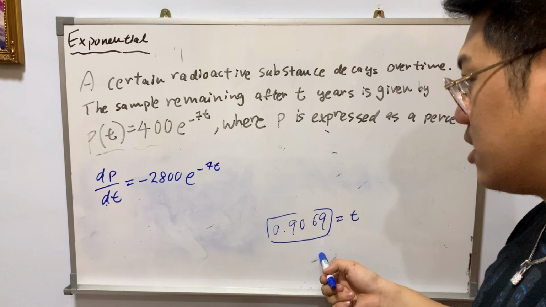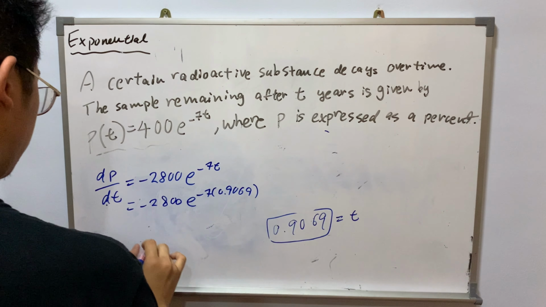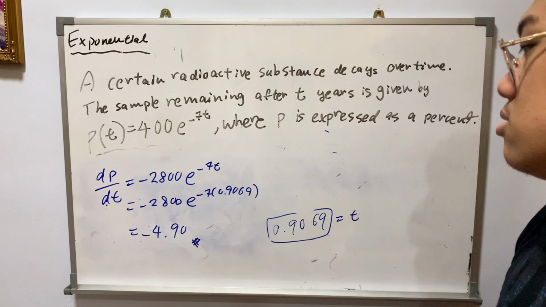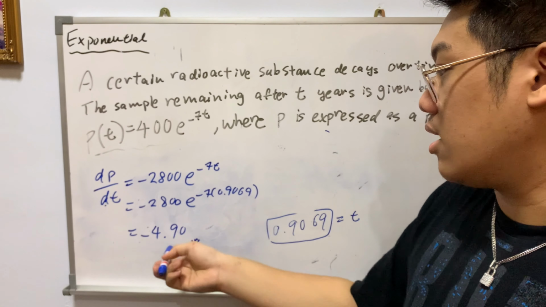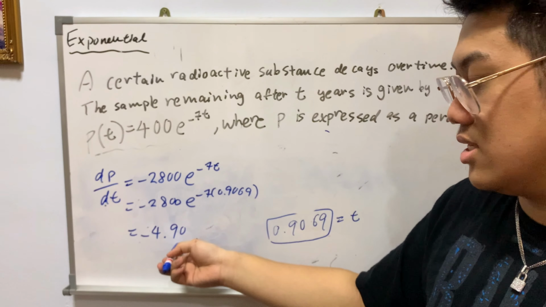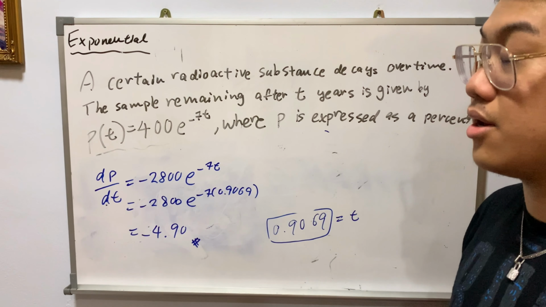Using the answer we got just now, we can just sub it into t. So after subbing it into the equation, your answer should be negative 4.9t, which is the rate of decay. Again, feel free to pause the video and copy the answer.